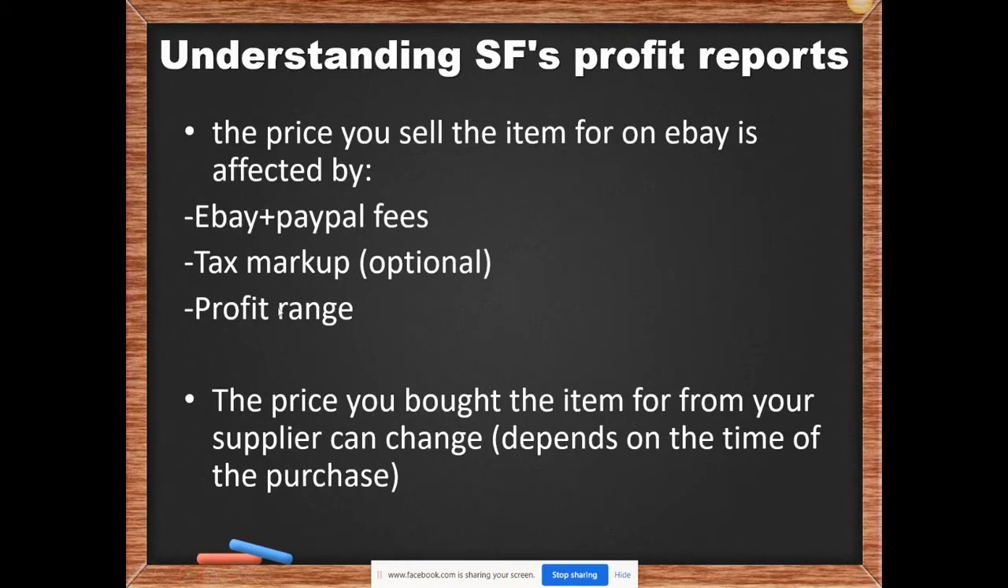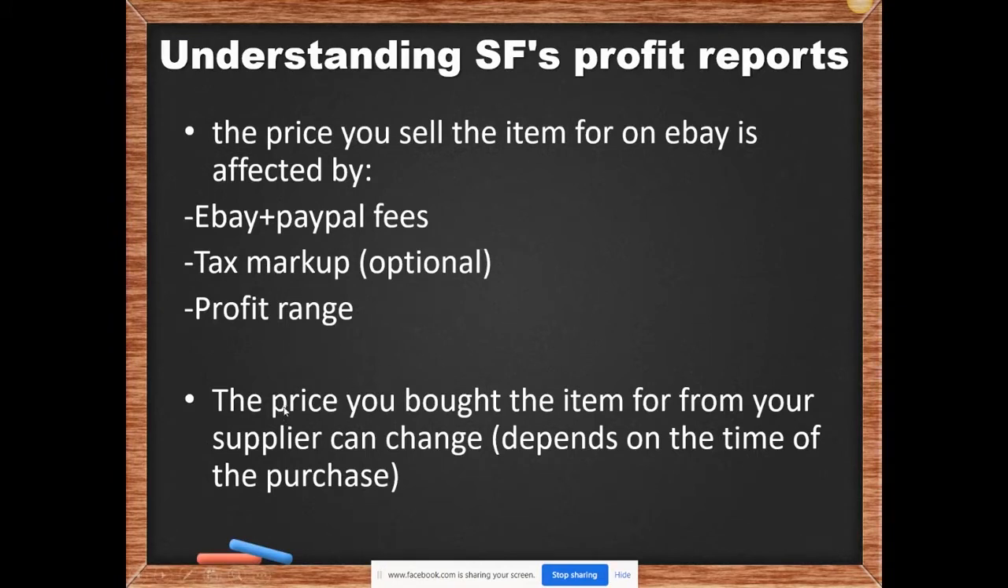Okay, so how does SaleFreaks conclude the entire price I'm selling the item for? It takes the price of the item from eBay, it adds on the profit range I want, which is between 10 and 20%, and the eBay and PayPal fees. And this is what concludes the item price on eBay, right?